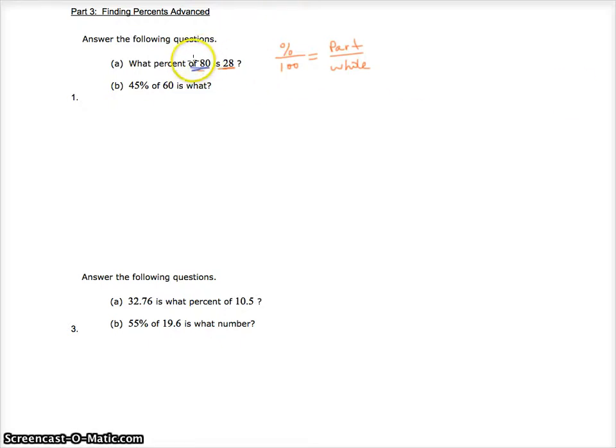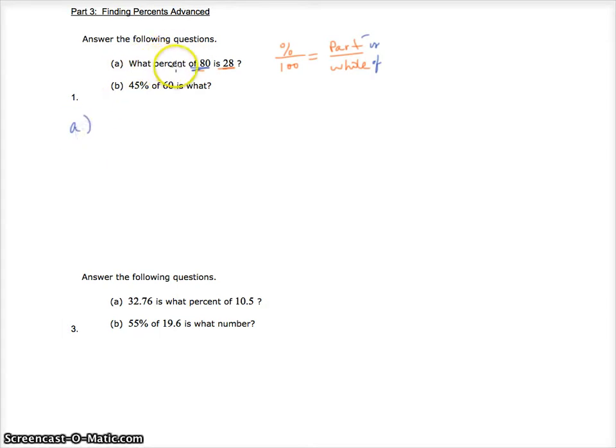So when it says what percent of 80 is 28, we're going to be looking for "of" here, and we're going to be looking for "is" here. So what percent of 80 is 28? Let's look at part A.